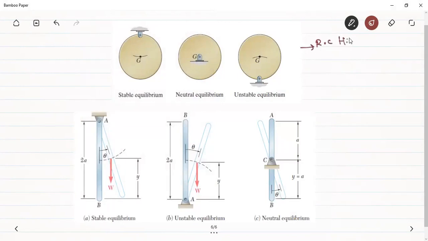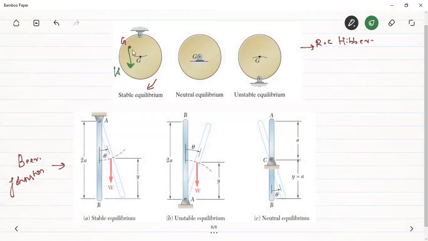R.C. Hibbeler has taken an example of a disk which is hinged here, and Beer Johnston has explained this equilibrium criteria, whether it is stable, unstable, or neutral equilibrium, with the help of a rod. Again, you can see that if we are displacing this disk in either the clockwise or anti-clockwise direction, let's say we give a clockwise rotation, the center of gravity will try to move upwards. Now the weight force will be acting here. This will be the weight force.